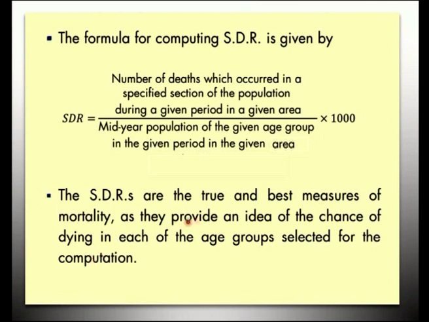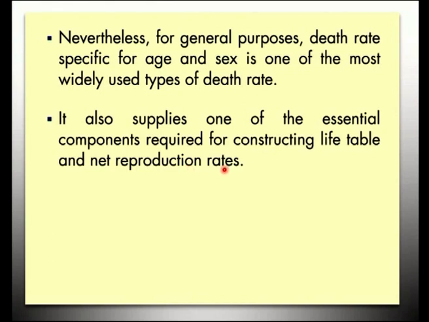So, the SDRs are the true and best measures of mortality, as they provide an idea of the chance of dying in each of the age groups selected for computation. Nevertheless, for general purposes, the death rate specific for age and sex is one of the most widely used types of death rate. It is also one of the essential components required for constructing the life table and net reproduction rates. This particular topic, life table, is going to be studied further in the next topics.